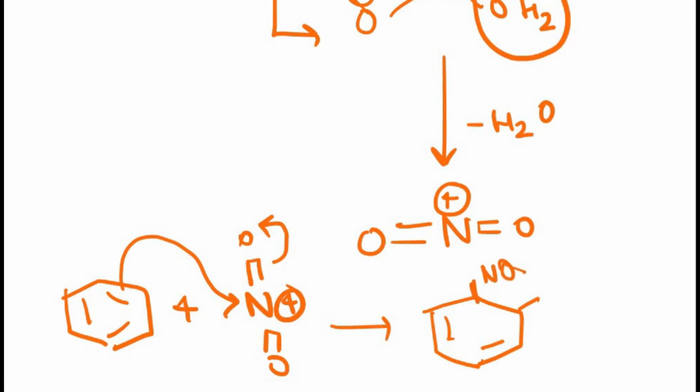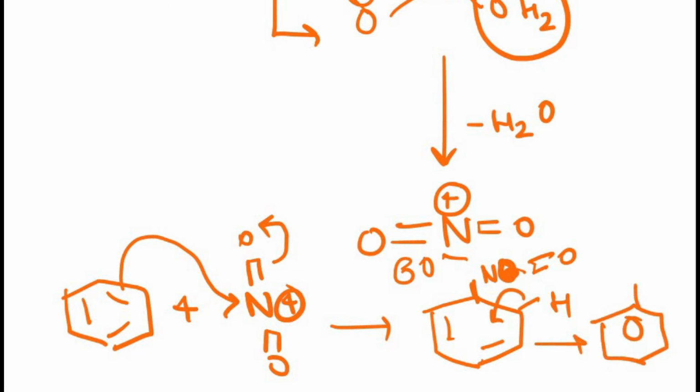NO2. If you want to draw it, this should be one like this and one should be minus, O minus. And there should be an H, then resonance. What do we get? NO2. This is the mechanism.